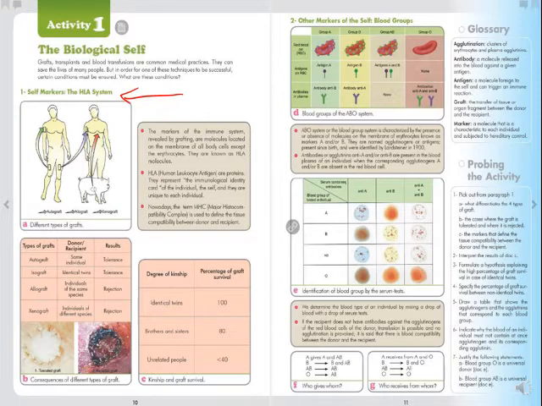The markers of the immune system revealed by grafting are molecules located on the membrane. They are known as HLA, human leukocyte antigen. They are proteins. They represent the immunological identity card of the individual. So they are like the ID for the individual, and they are unique for each individual, meaning that they are special. So every individual has a special HLA, a unique HLA.